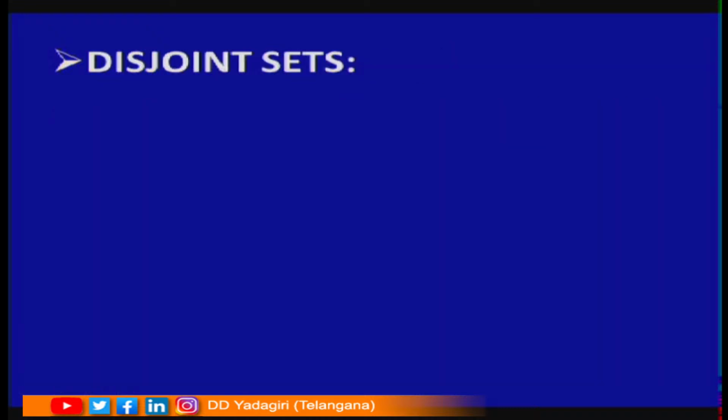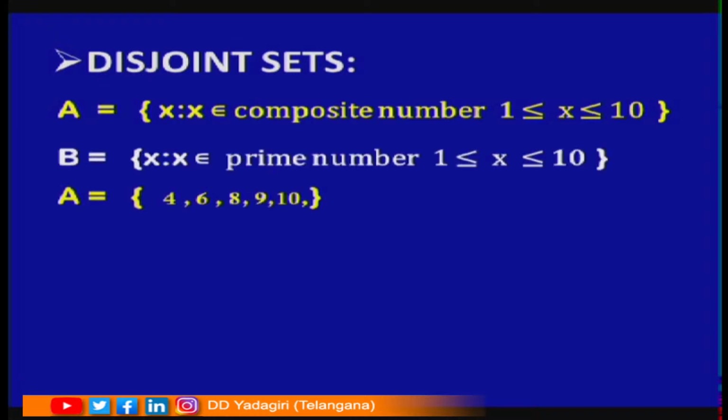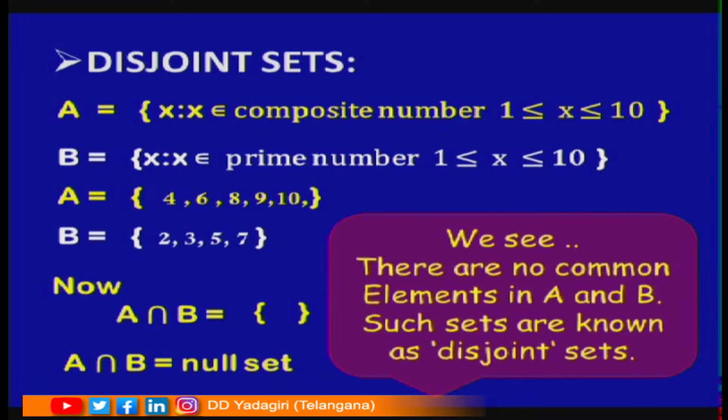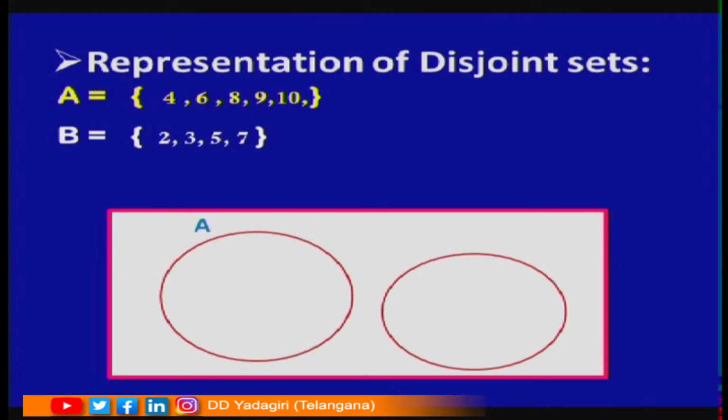What do we mean by disjoint sets? Now, A and B, you see we have observed here that there are no common elements in both A and B. Such sets are known as disjoint sets. That means, if A intersection B is equal to the null set, then both sets are said to be disjoint sets. So, you see how you represent a disjoint set: there is no common element, so they do not overlap.